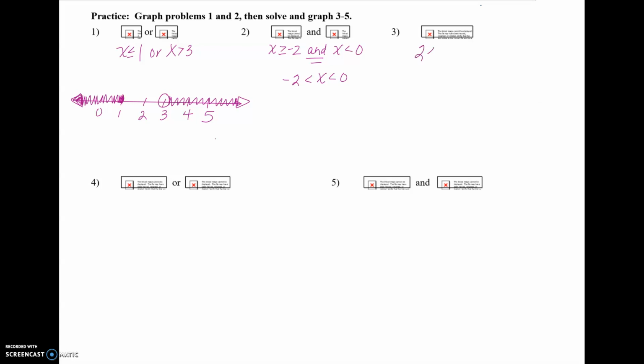Number 3, we're going to solve this in terms of t first, and then we will graph it. 2 is less than t minus 3, which is less than 5. We're going to get t by itself by adding 3 to itself, to 5, and to 2. 2 plus 3 is 5, is less than t. The 3 is gone, which is less than 8.